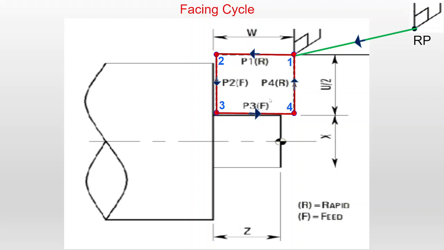Otherwise, you have to give the individual movements of the tool: from 1 to 2, 2 to 3, 3 to 4, 4 to 1. How many lines are required? Here 4 blocks are required to complete these 4 movements. Instead of 4 blocks, a single block accomplishes these 4 operations when you are using the facing cycle. We'll see how it is written when writing the program.